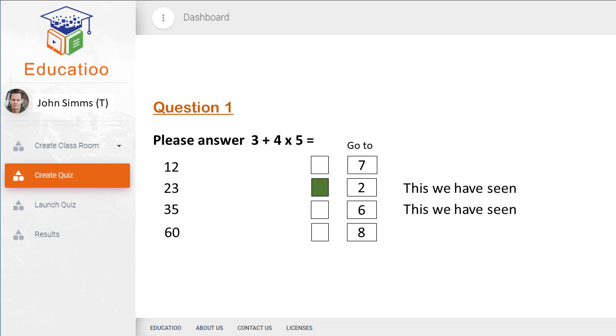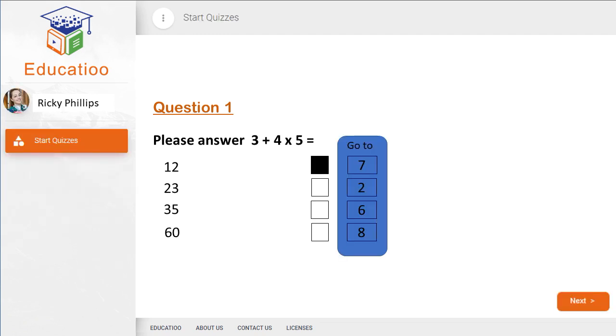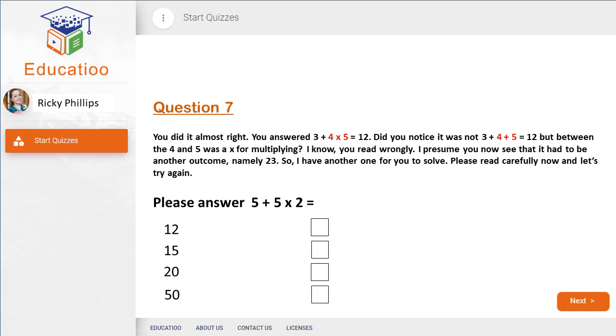Let us now look where we would have gone if Ricky had chosen 12. You did it almost right. You answered 3 plus 4 times 5 is equal to 12. Did you notice it was not 3 plus 4 plus 5, but between the 4 and 5 was an X for multiplying? I know, you read wrongly. I presume you now see that it had to be another outcome, namely first the multiplying: 4 times 5 gives 20, and then adding up 3 to come to 23. You see now your mistake? So, I have another one for you to solve. Please read carefully now, and let's try again.